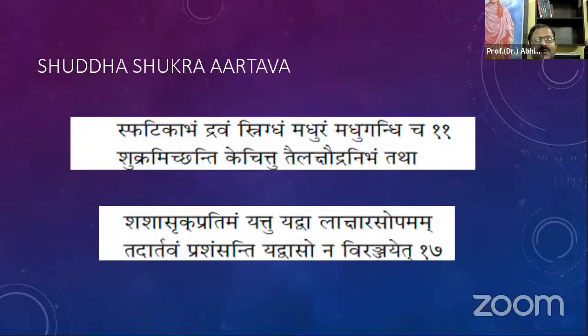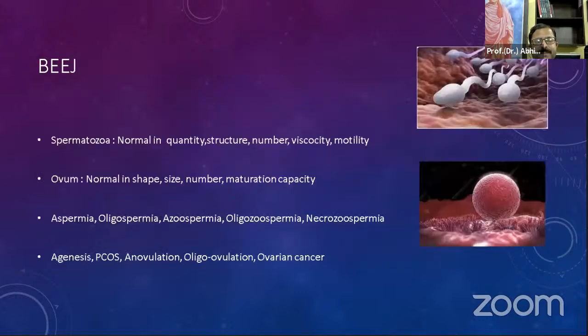So these are the two shlokas from Sushruta Samhita Sharirasthana, where the Acharya has given examples of outer things in the universe, to help us understand the nature of quality Shukra and quality Artava. Okay, so I will not again go into the detail. It is very simple to understand because there is a simple comparison with outer things. Okay. So Bija, spermatozoa, they should be normal in quantity, structure, number, viscosity, motility.